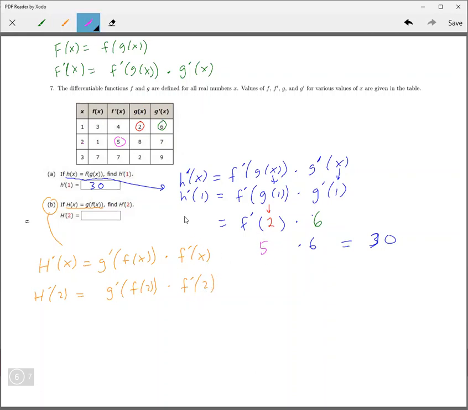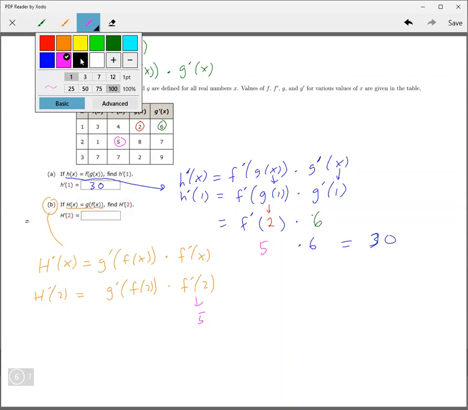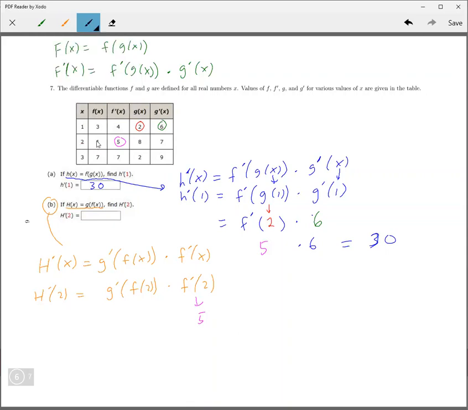Okay, so we already know from here that f prime of 2 is 5. So this is going to be 5. Now f of 2 is right here. So f of 2 is 1. And then g prime of 1, we already saw that that's 6 right here. Okay, so it's also going to be 30.